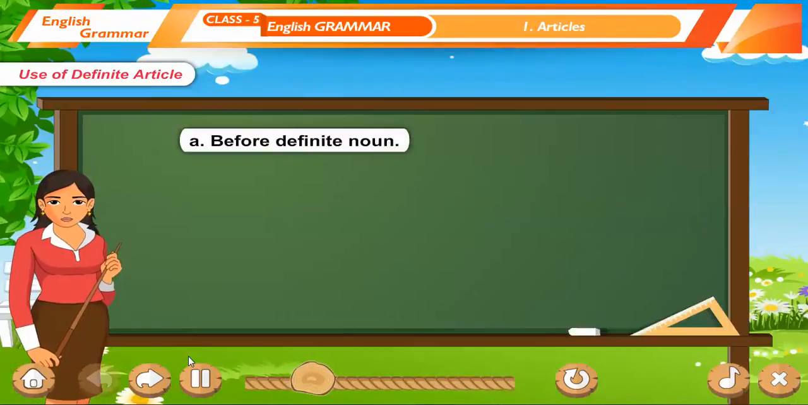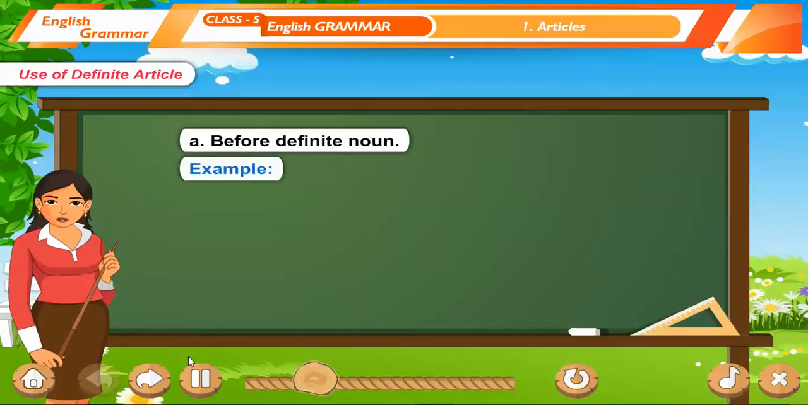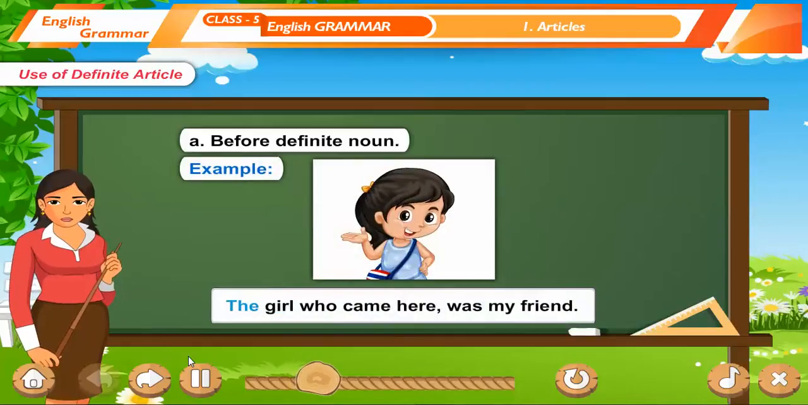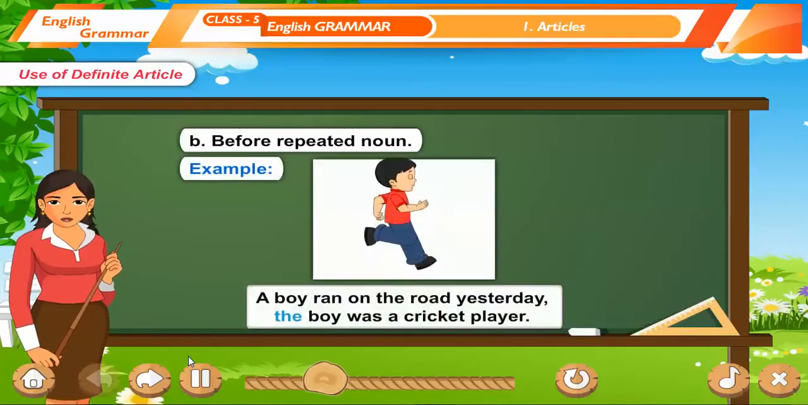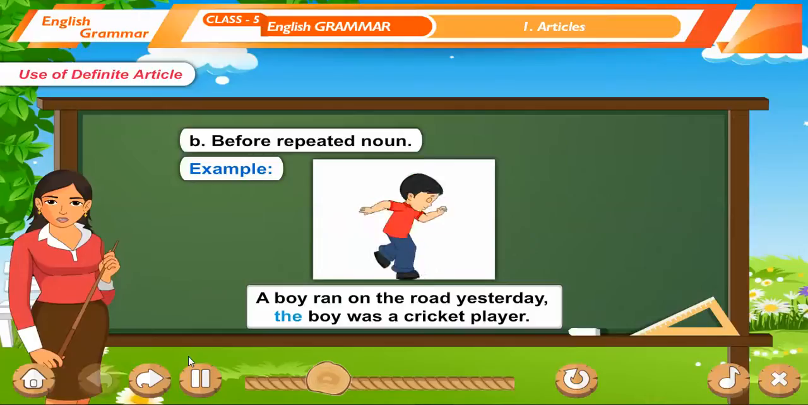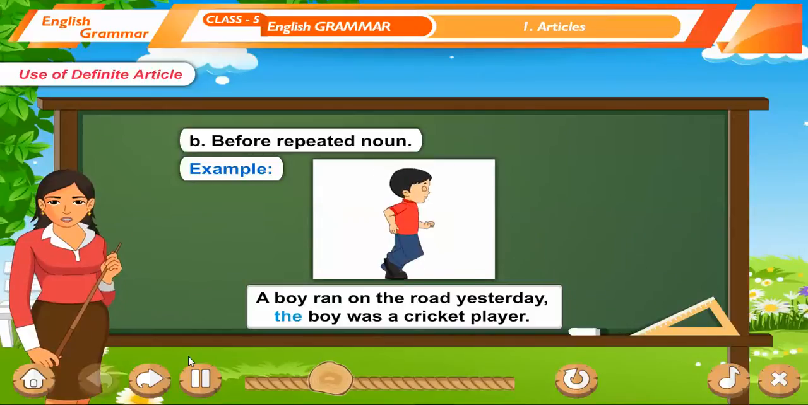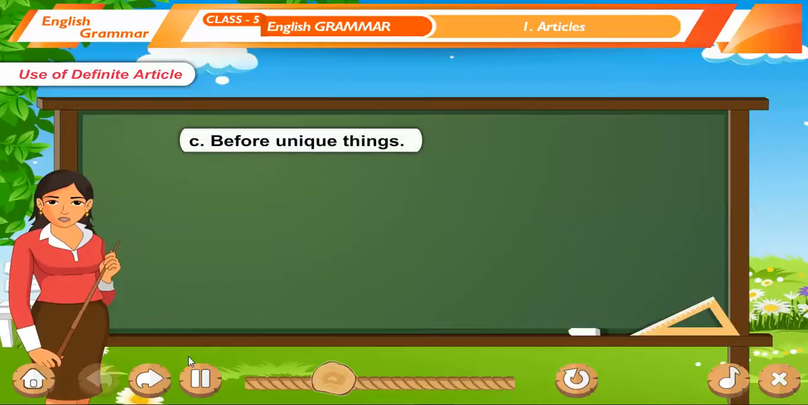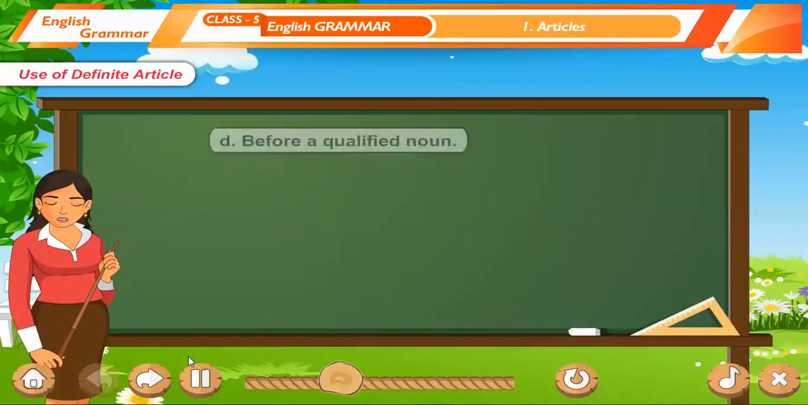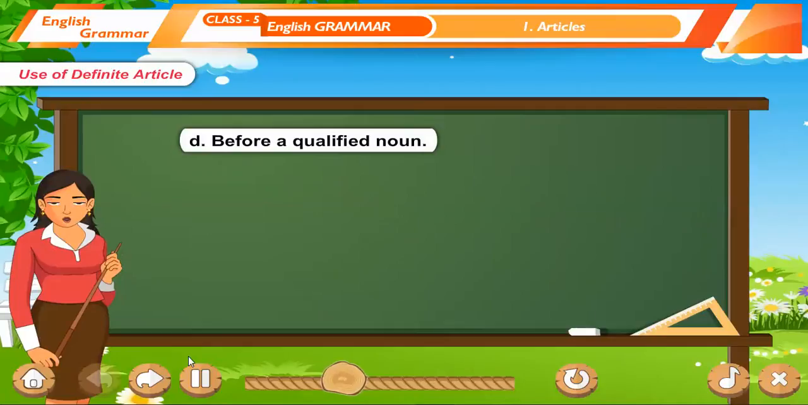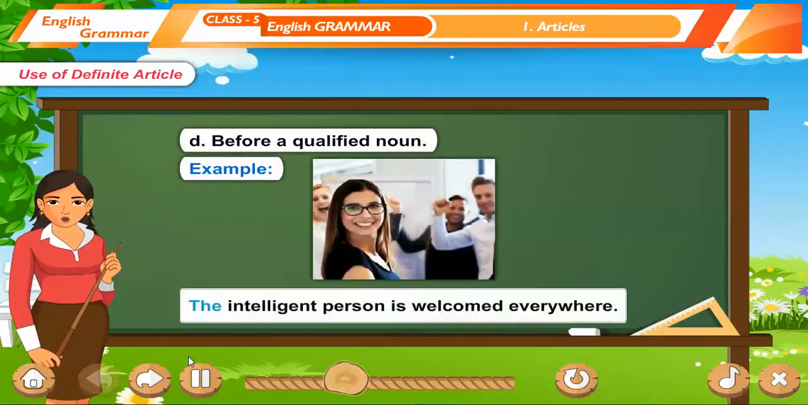A. Before definite noun. For example, the girl who came here was my friend. B. Before repeated noun. For example, a boy ran on the road yesterday. The boy was a cricket player. C. Before unique things. For example, the sun rises in the east. D. Before a qualified noun. For example, the intelligent person is welcomed everywhere.